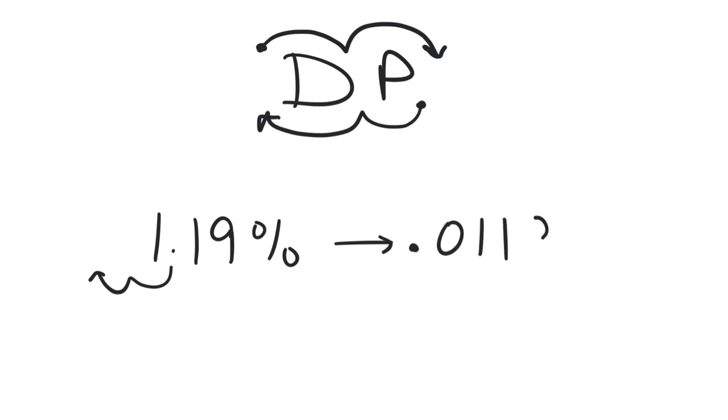So for us, that one was 1.19%. So I moved the decimal 2 places, boom, boom, Dr. Pepper rule, and made it 0.0119 as a decimal. Dr. Pepper rule. Thank you. You're so welcome.